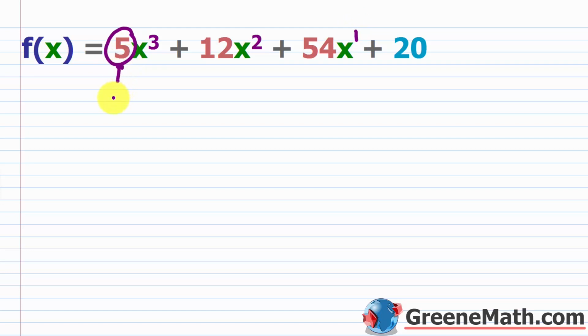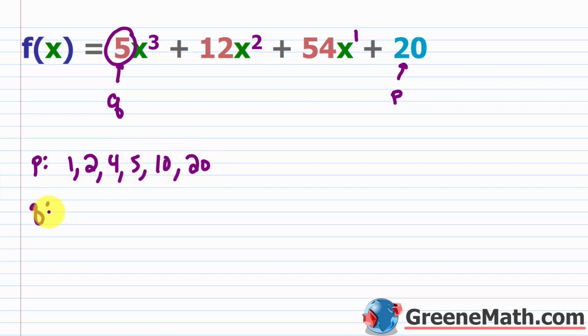So this is where I get my q's from, right? All the factors of 5. Then this, the constant term, is where I get my p's from, okay? Remember, all the factors of 20. So think about the factors of 20. I'm just going to put p here. 20 is going to be what? It's 1, 2, 4, 5, 10, and also 20. And then for q, again, all the factors of 5, you've got 1 and 5.